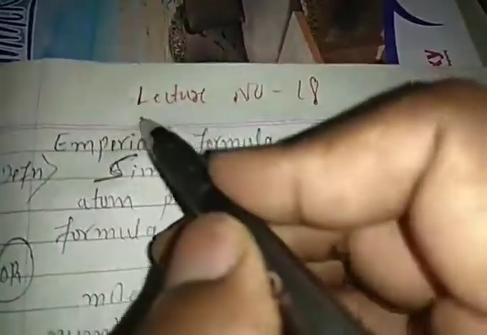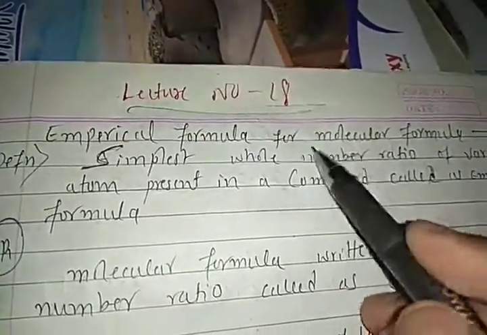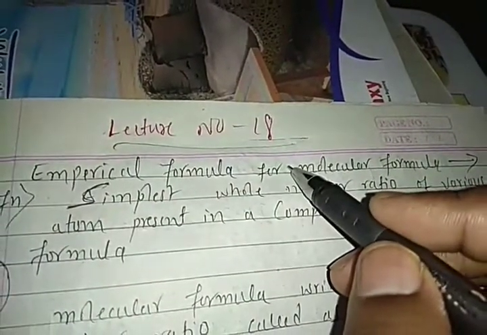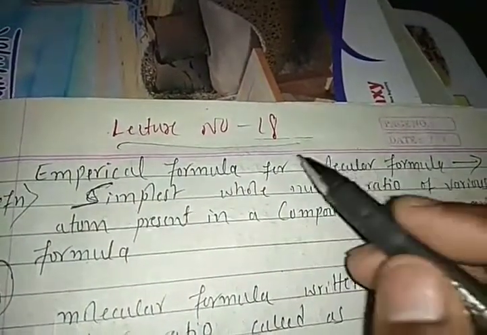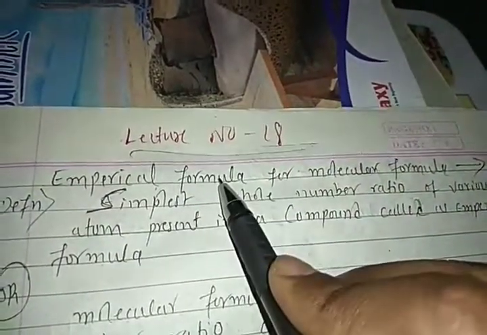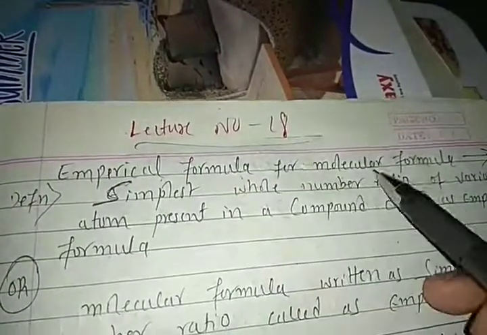Today we are going to discuss lecture number 18. The first chapter, lecture number 18, is empirical formula for molecular formula. It means to determine the molecular formula with the help of empirical formula. So that's why the heading is empirical formula for molecular formula.